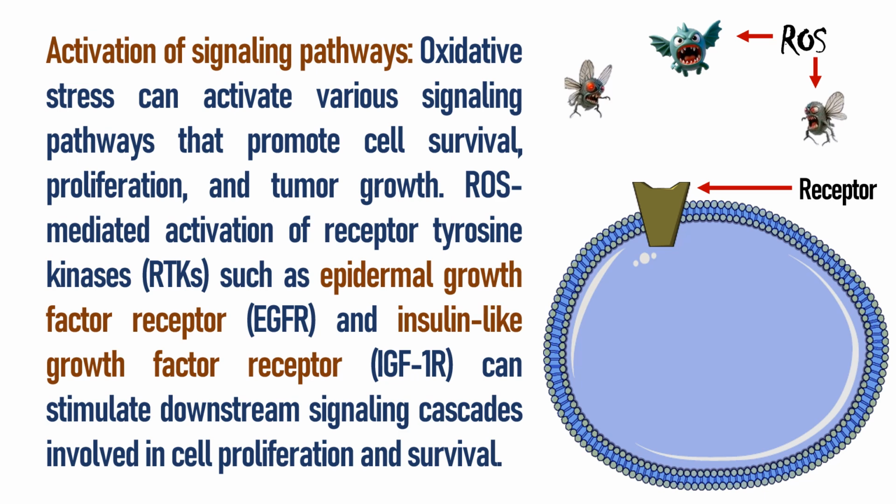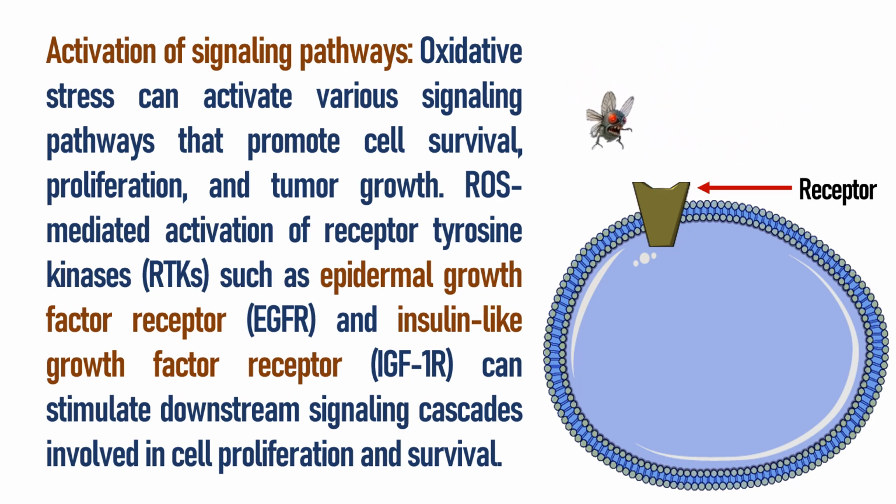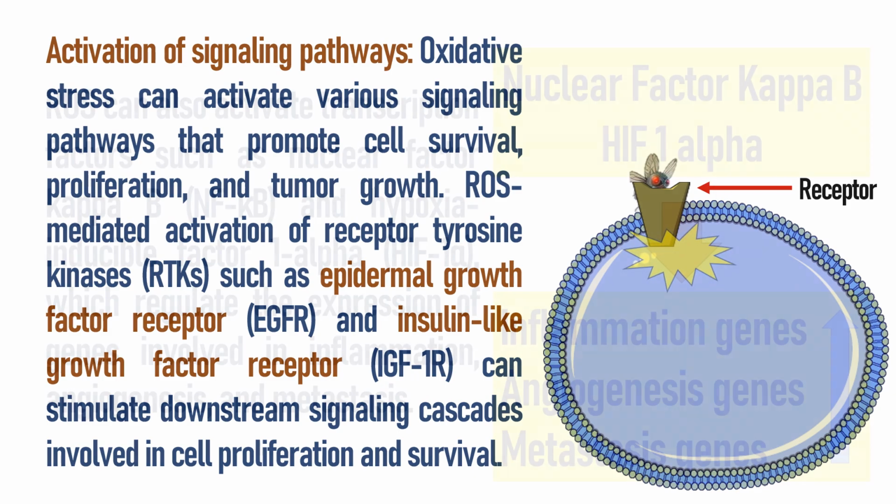Activation of signaling pathways. Oxidative stress can activate various signaling pathways that promote cell survival, proliferation, and tumor growth. Reactive oxygen species-mediated activation of receptor tyrosine kinases, such as epidermal growth factor receptor and insulin-like growth factor receptor, can stimulate downstream signaling cascades involved in cell proliferation and survival.